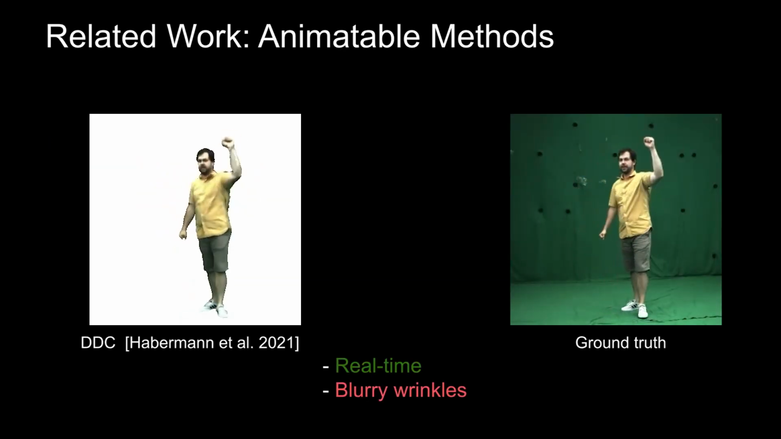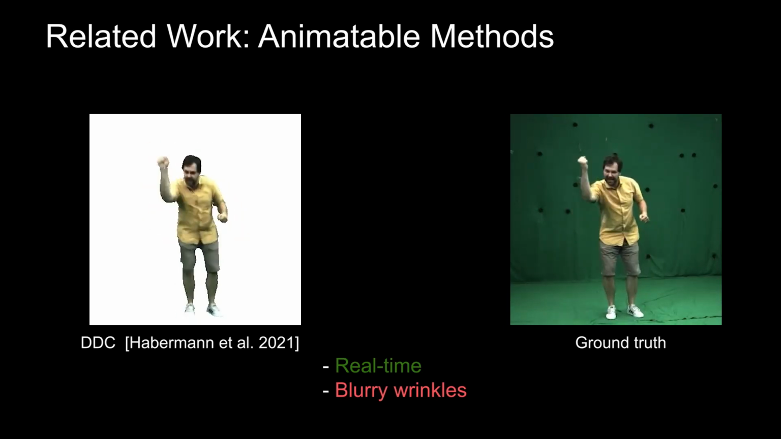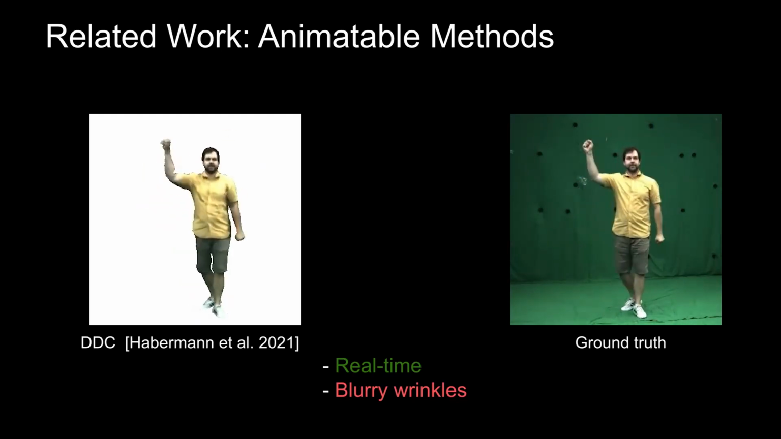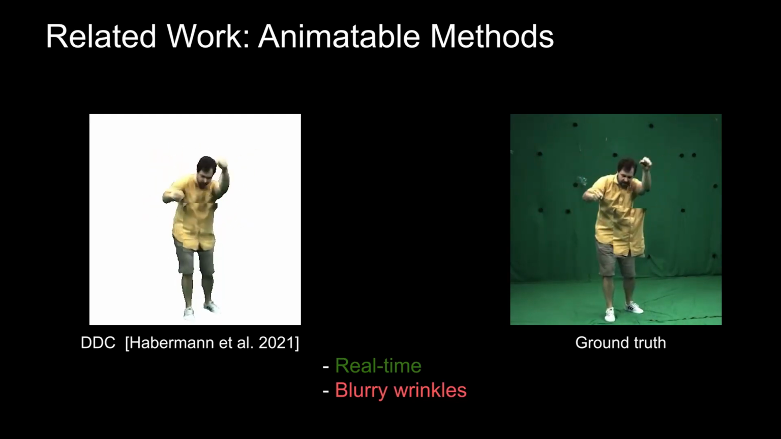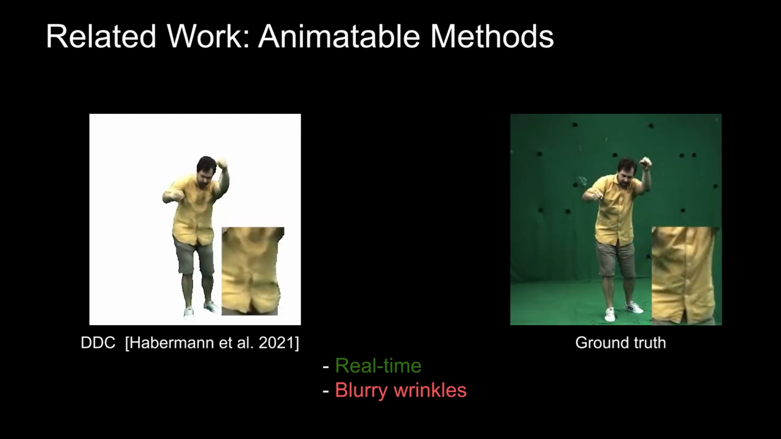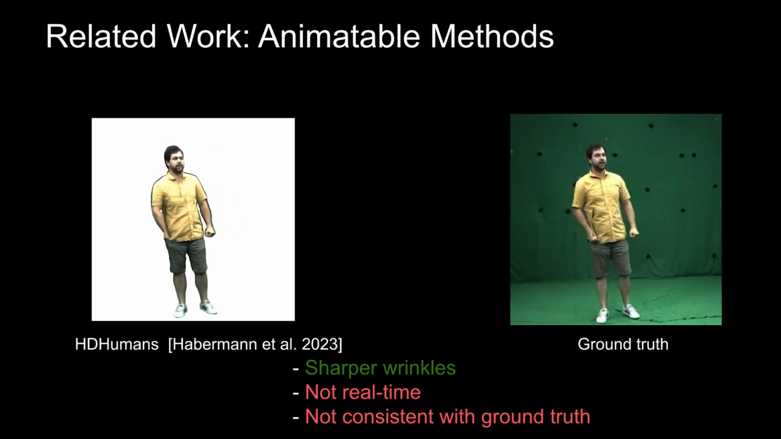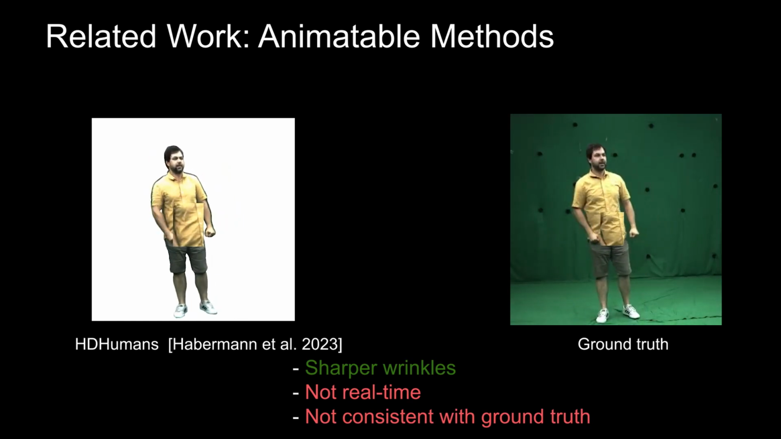Closely related to our problem setting are prior works focusing on the creation of animatable characters. One such method is DDC, which represents the human as a deformable mesh and dynamic textures. While their method achieves real-time performance, we observe that their synthesis quality is still limited, especially when viewing on high-resolution displays. Another more recent work is HD Humans, which is a hybrid explicit-implicit representation. While it can generate sharper images at 4K resolution due to its hybrid formulation, it is not real-time and it hallucinates wrinkles not present in the ground truth due to their adversarial training strategy.